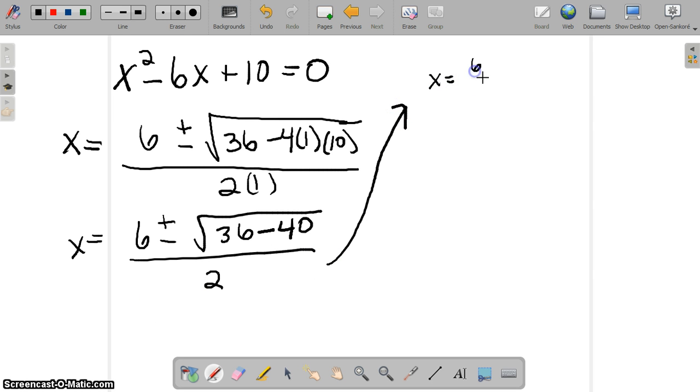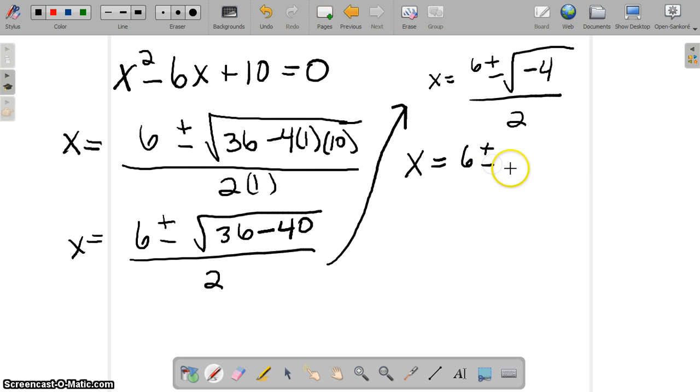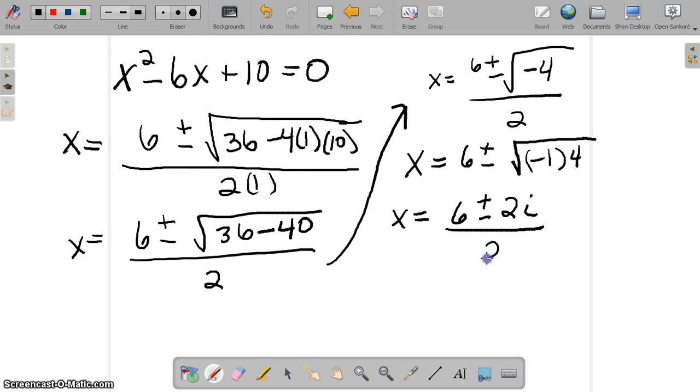X equals 6 plus or minus the square root of negative 4. Well, what do you know? We have a negative underneath the square root. Well, we learned a couple sections ago how you can deal with that. I'm going to simplify and show a few extra steps here. That's the same as negative 1 times 4, so we can take the square root of negative 1 and the square root of 4. The square root of negative 1 is i, and the square root of 4 is 2. So it's 2i, and all that's still over 2.